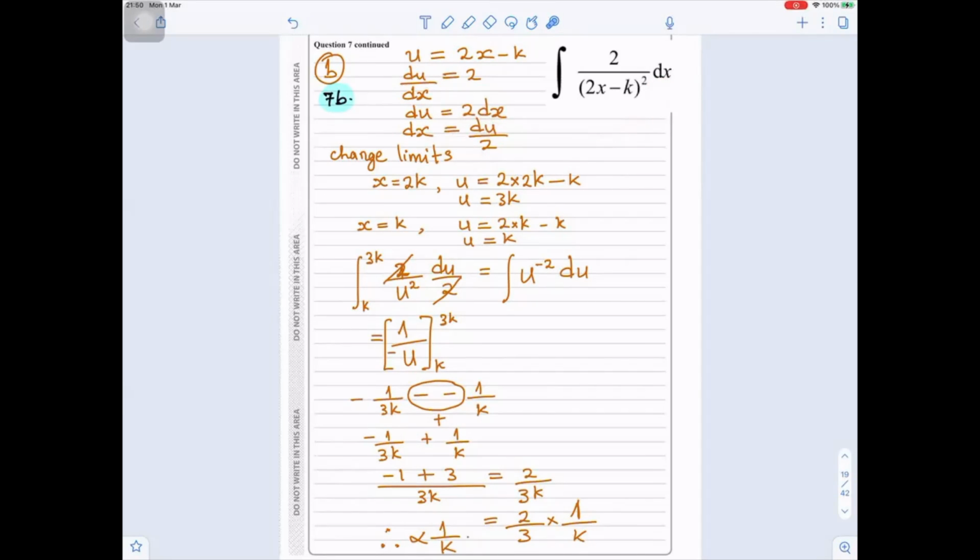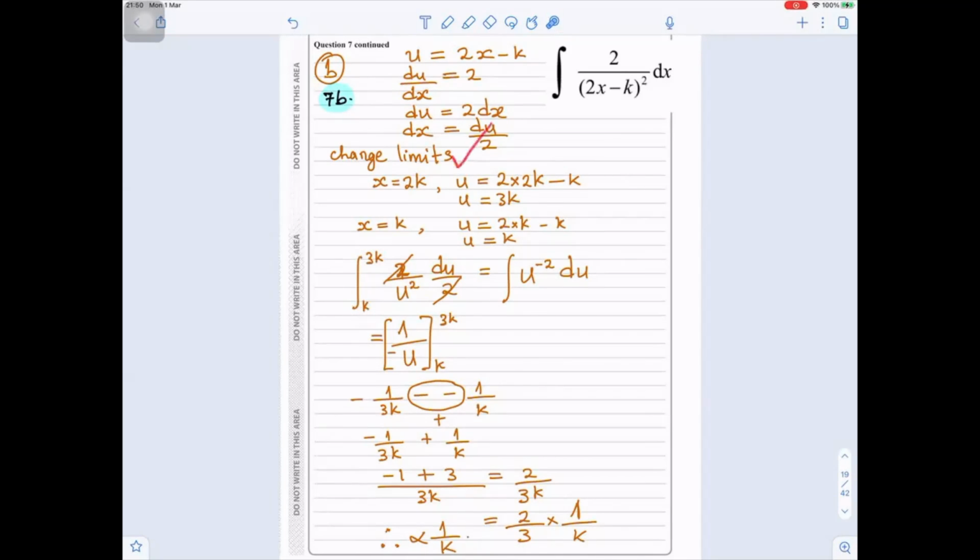Remember that. Now we need to change the limits. The limits go from x equals 2k. So we take x equals 2k. What would u be? It will be 2 times 2k minus k, which gives you 3k. When x equals k, we want to get u. So we put in x as k, 2 times k is 2k minus k. It gives you k. So we are integrating now from k to 3k.